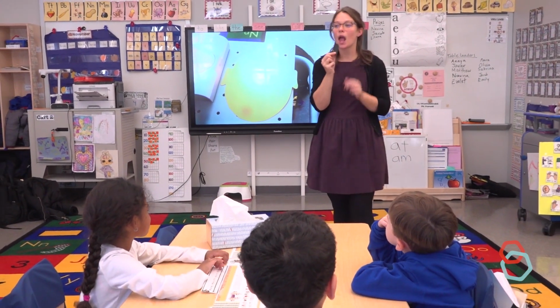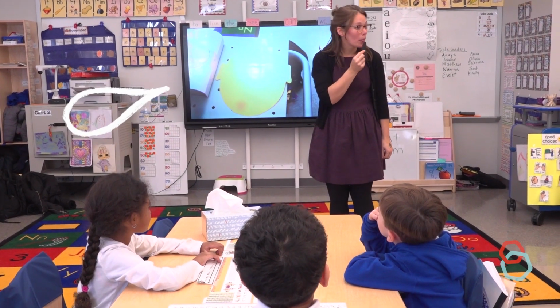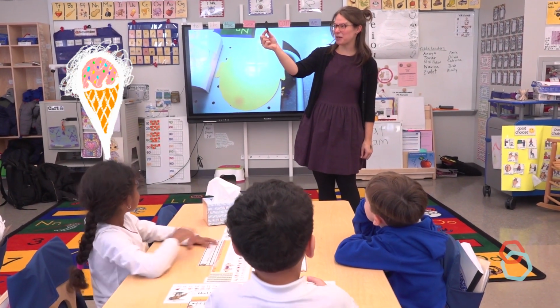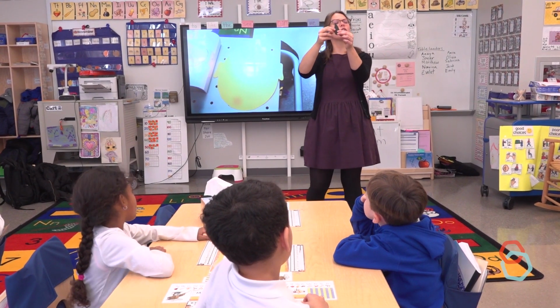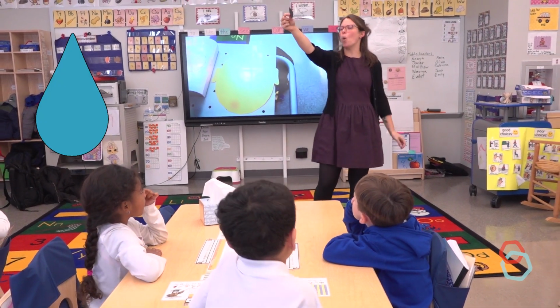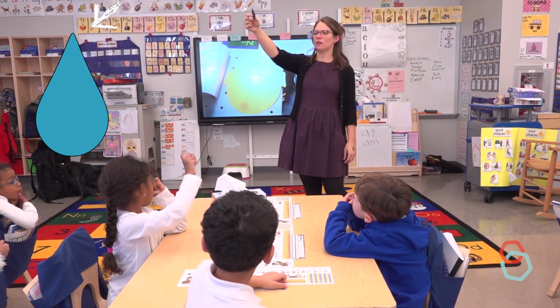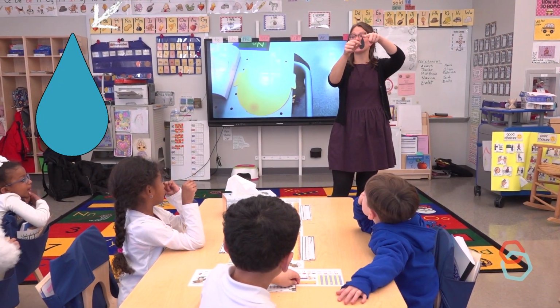What about this? Ice cream. It's kind of like an ice cream cone, right? Ask the kids to notice curves and points. I have another question. How many points does this shape have? One, right? At the top.